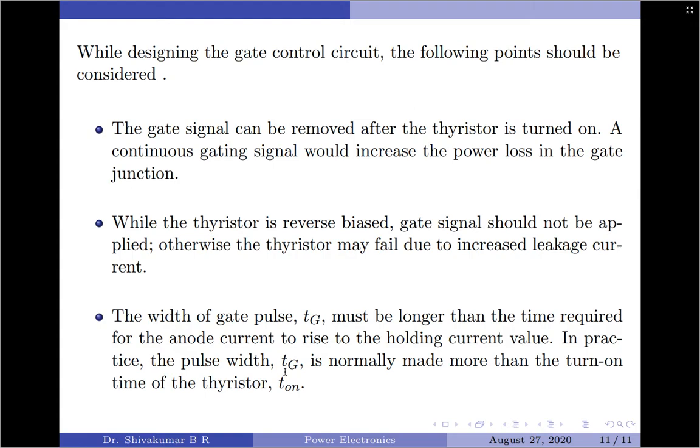If you provide continuous gating signal during this condition, then the junction J2 may create a lot of energy and electron hole pairs which may break the junctions J1 and J3. Therefore, we state whenever the thyristor is reverse biased, gate signal should not be provided at all. Lastly, the width of the gate pulse represented by Tg must be longer than the time required for the anode current to rise to the holding current value.